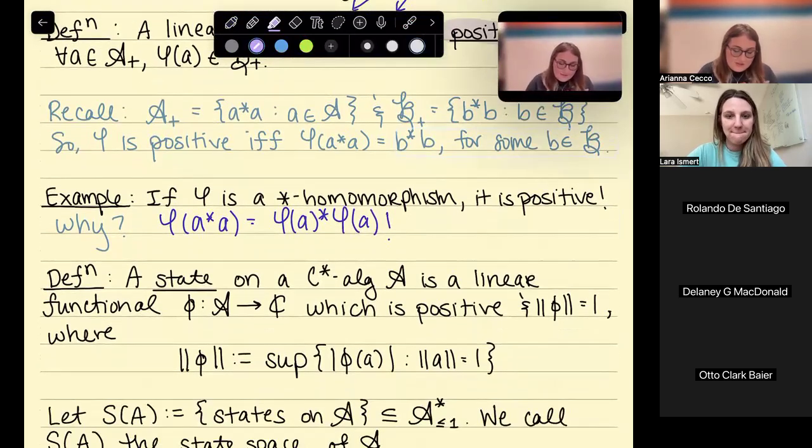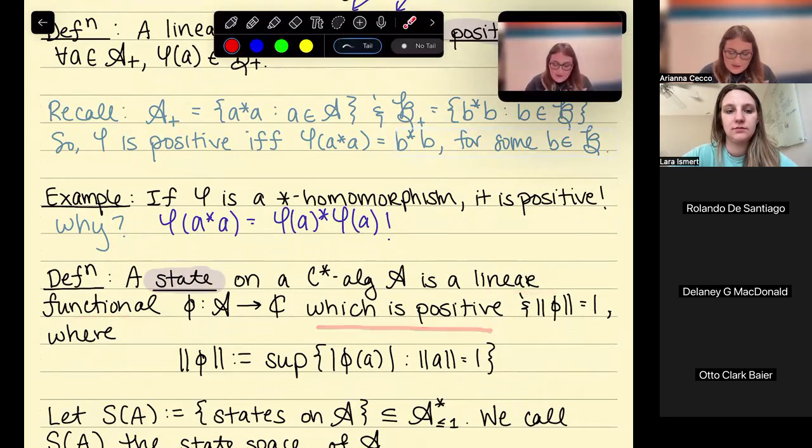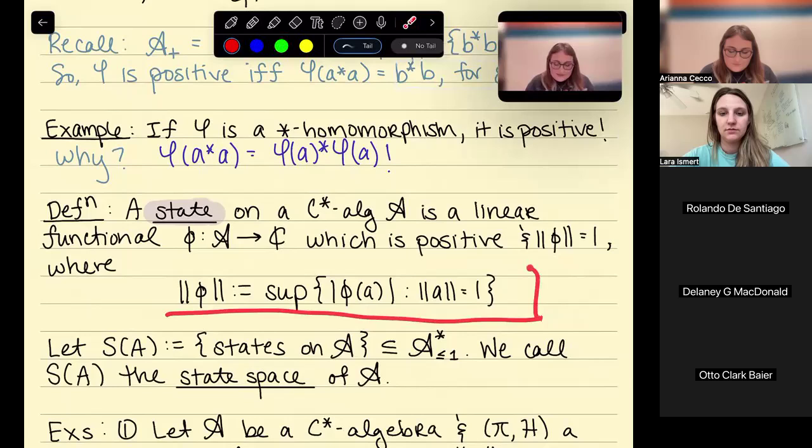All right. And the next definition that we want to talk about is the definition of a state. A state on a C-star algebra is a linear functional which is positive and is of norm 1, where this is the norm.